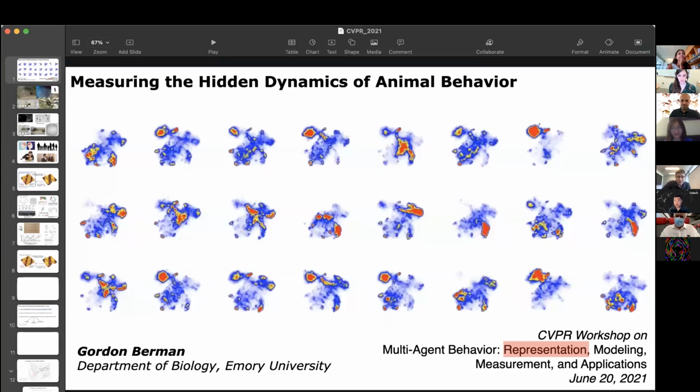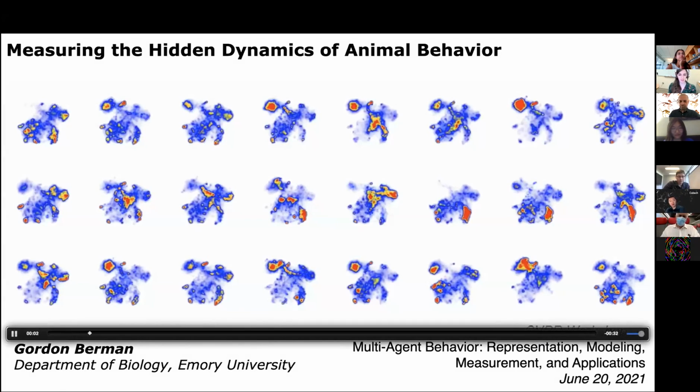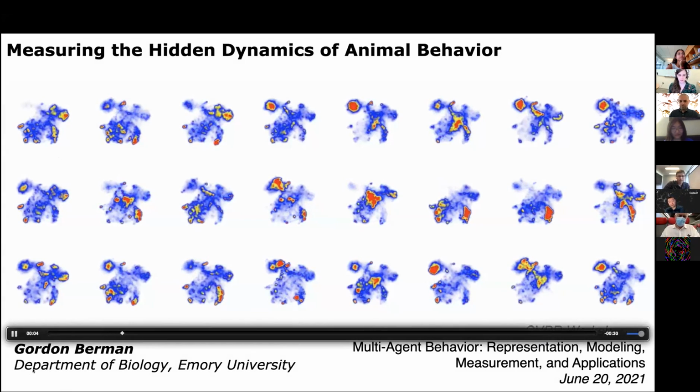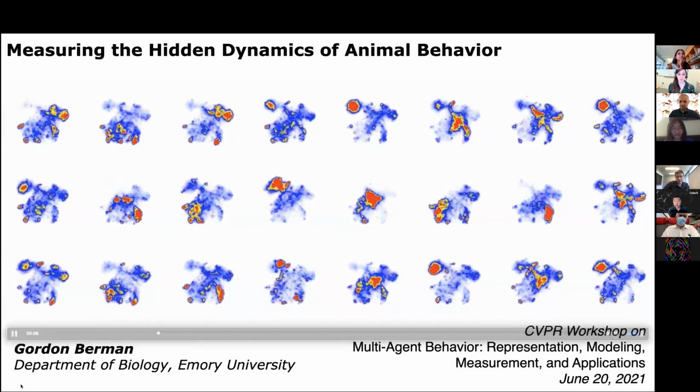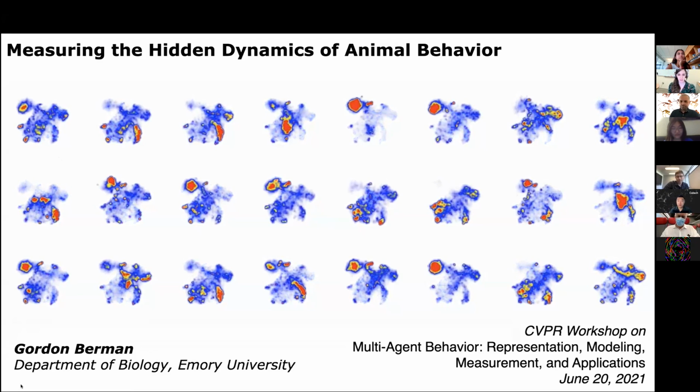Gordon is a physicist by training. He's an assistant professor of biology and a member of the physics graduate program at Emory University. And his lab uses theoretical and data-driven approaches to study repertoires of animal behaviors. So the primary focus is on the temporal ordering of behaviors, their control, and the evolution of an organism's movement.